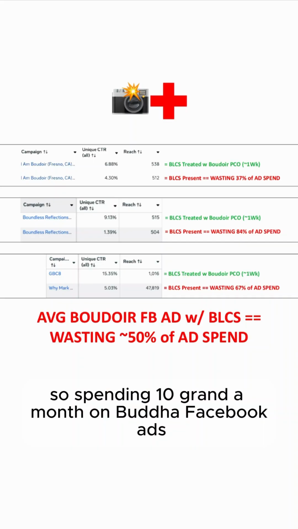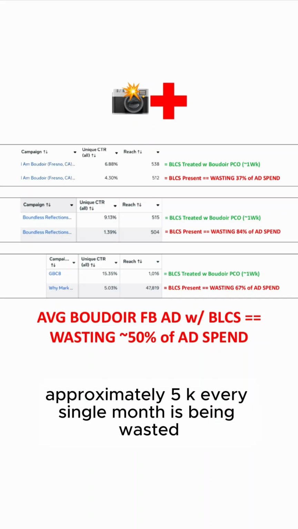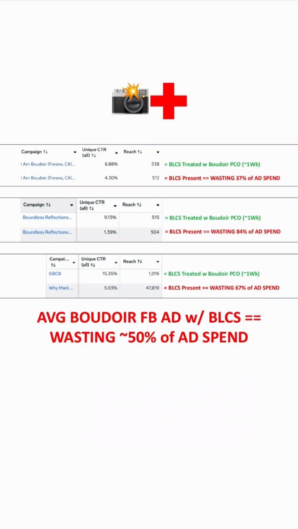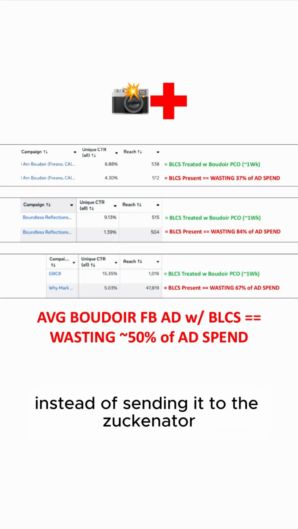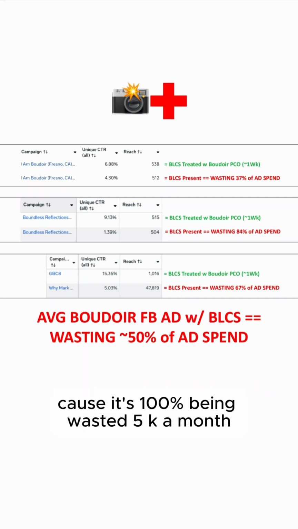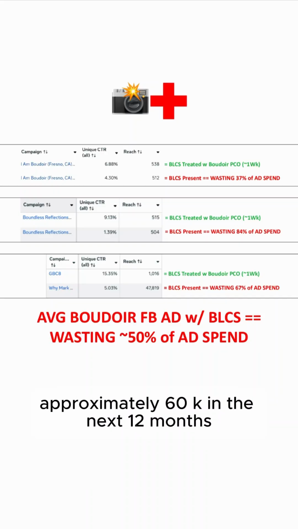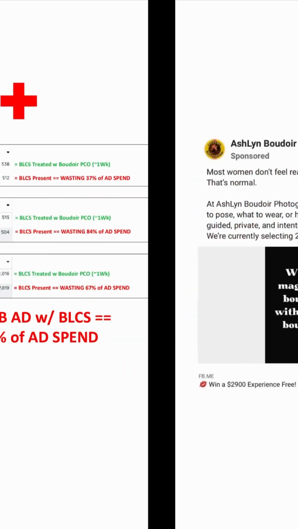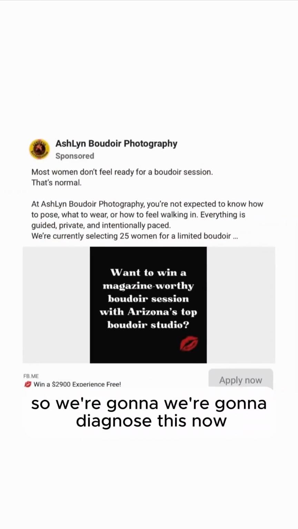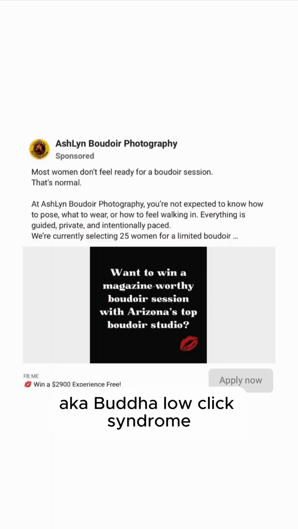So, spend 10 grand a month on Boudoir Facebook ads, then right off the rip, approximately 5K every single month is being wasted. And as a result, we can eliminate that. The Boudoir photographer can pocket that instead of sending it to the Zuckinator and getting zero out of it because it's 100% being wasted. Approximately 5K a month, approximately 60K in the next 12 months, back in the pocket, kind of like a phantom profit, Boudoir Pico profit. So we're gonna diagnose this now, see if we believe it has BLCS, aka Boudoir low click syndrome.